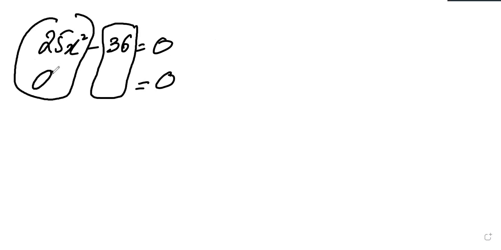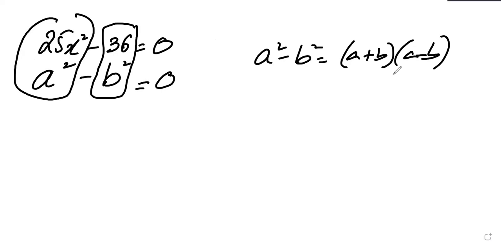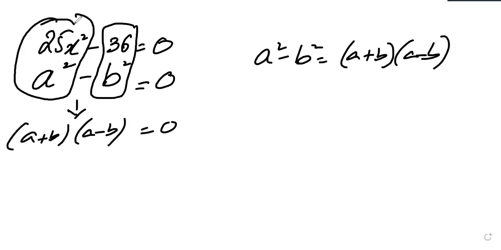This is representing a square and this is representing b square. What is in the middle? Minus. Identity: a square minus b square. The result is a plus b, a minus b. So guys, we will write the result. The result is a plus b and a minus b. So guys, this is a square.